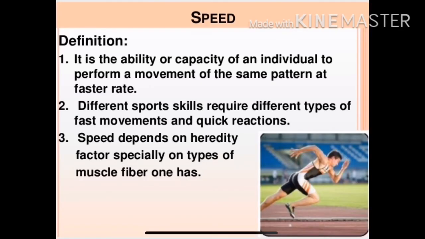Now we will firstly understand the meaning of speed. Speed is the ability of the individual to perform a movement of the same pattern at a faster rate. Different sport skills require different types of fast movements and quick reaction. Speed depends on heredity factors, especially on the type of muscle fiber one has. There are two types of muscle fiber: one is slow twitch muscle fiber and the other is fast twitch muscle fiber.